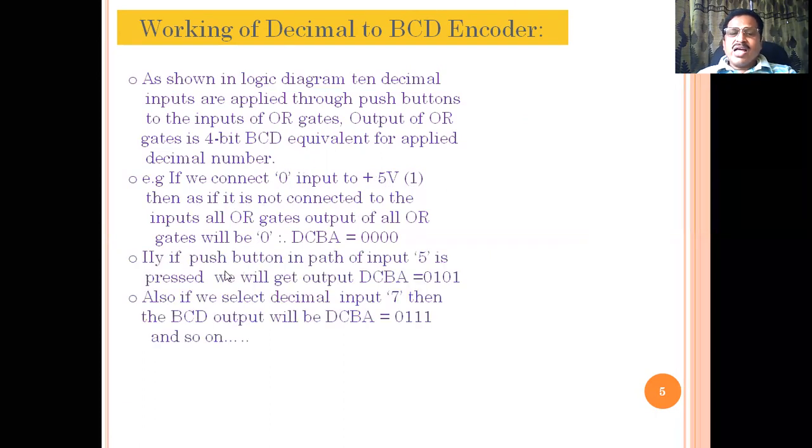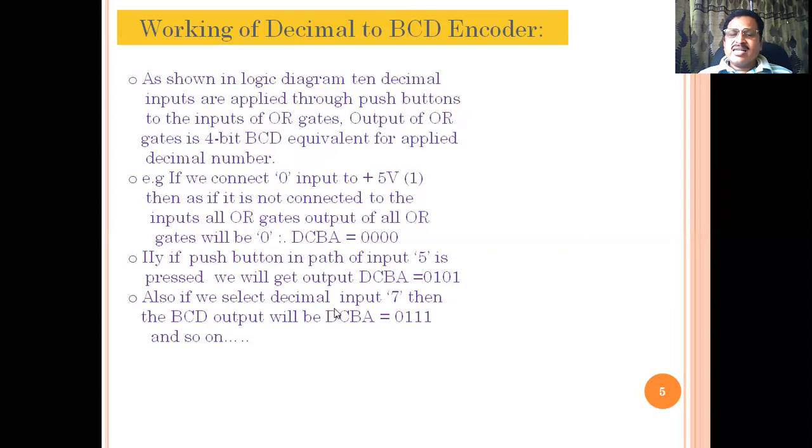Similarly, if you push the button in the path of decimal number 5, then you'll get the BCD output for decimal 5 as 0101. That means the OR gate with D output will be 0, then C output will be 1, but the OR gate with the B output is also 0, and finally the OR gate with A output comes 1. As a result, we'll get 0101 as the BCD code for decimal 5.